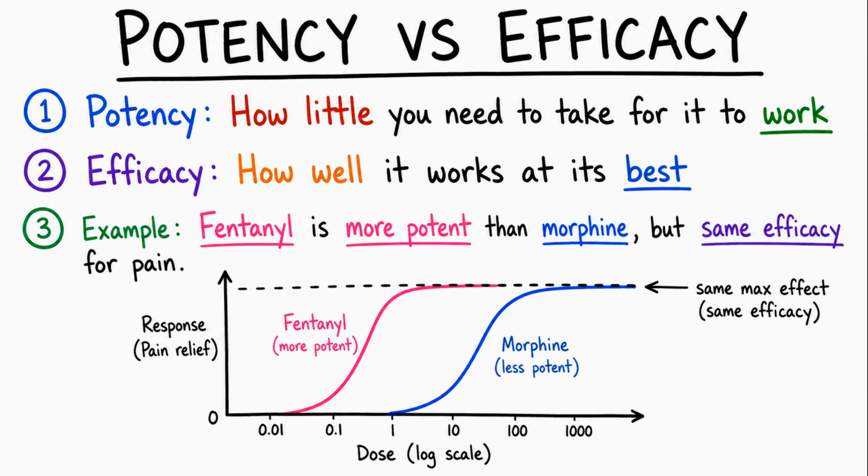So remember, potency is about dose, efficacy is about ceiling. A drug can be incredibly potent and still have low efficacy, and a drug can need a huge dose but still have very high efficacy. They're two completely separate properties.